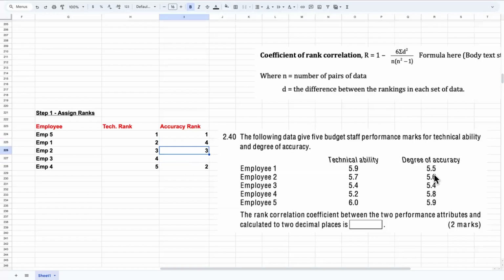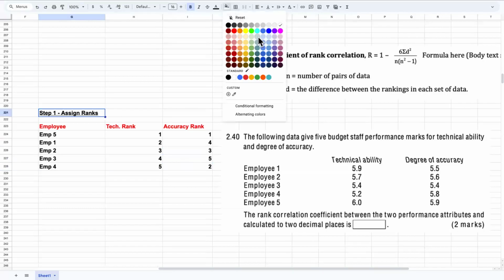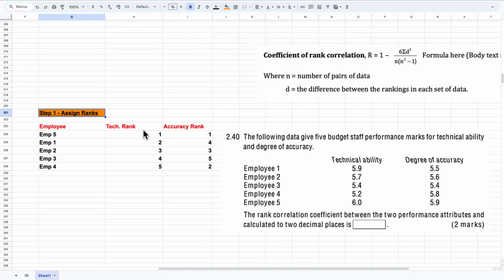The fourth rank is employee 1, that is 5.5. Then another one is 5.4, that is employee number 3. So he will get the fifth rank. So 1, 4, 3, 5, 2. Did you understand this also? So this is how we have to assign the ranks first, according to the data they are going to share with you. So that's step number 1.